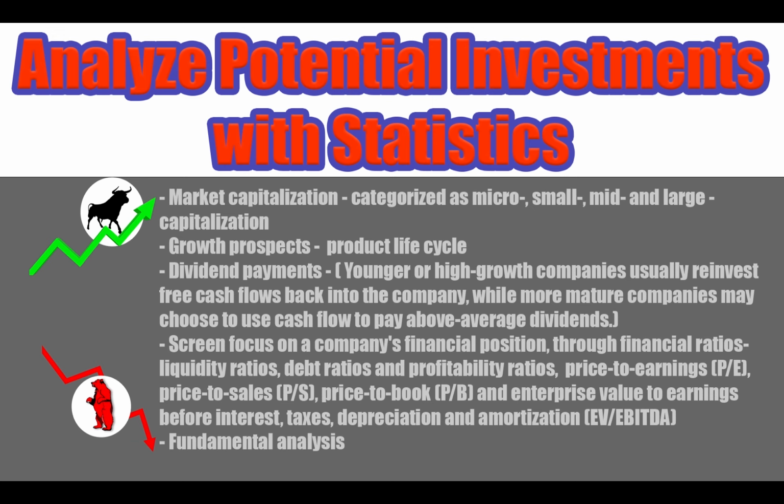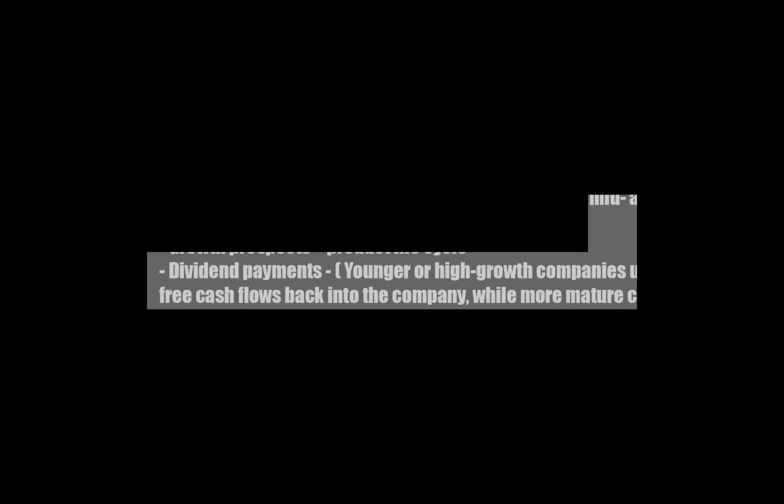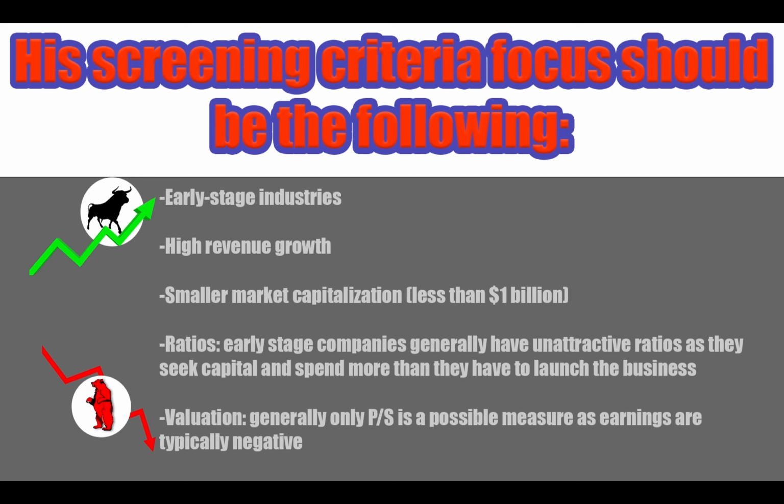Dividend payments. Younger or high-growth companies usually reinvest free cash flows back into the company, while more mature companies may choose to use cash flow to pay above-average dividends. Screens focus on a company's financial position through financial ratios, liquidity ratios, debt ratios and profitability ratios: price to earnings (P/E), price to sales (P/S), price to book (P/B), and enterprise value to earnings before interest, taxes, depreciation and amortization (EV/EBITDA).